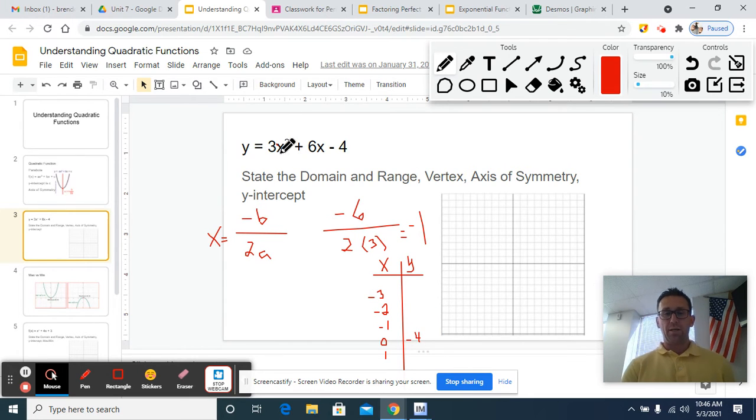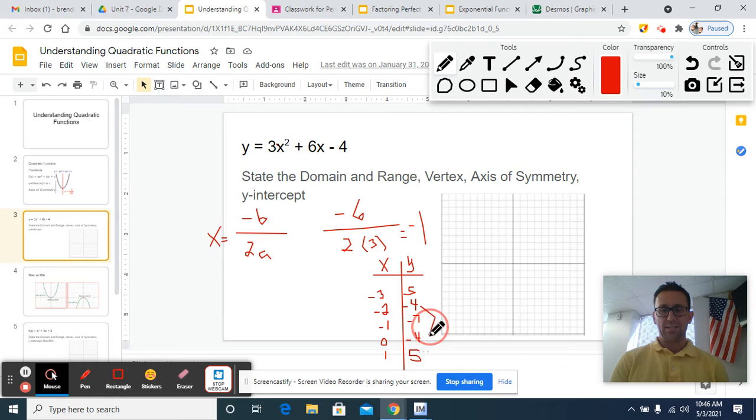If I plug in 1, 1 squared is 1 times 3 is 3. 6 times 1 is 6. So 3 plus 6 is 9. 9 minus 4 is 5. And then negative 1, if I plug in negative 1, I get 3 minus 6, which is negative 3 minus 4 is negative 7. And then if I plug in negative 2, I get negative 4. And if I plug in negative 3, I get 5.